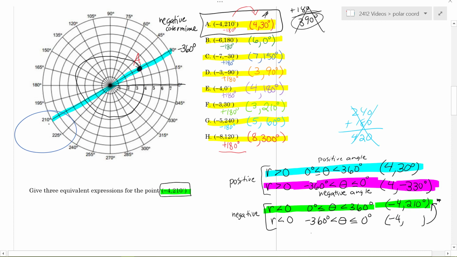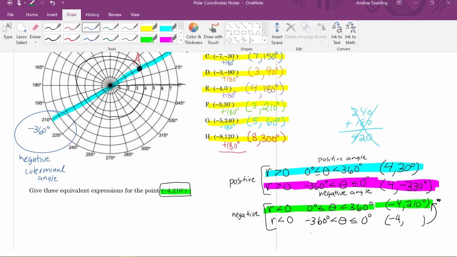What we want then is a negative coterminal angle to this angle. So how do I find a negative coterminal angle to 210? Well, we're going to subtract 360 again, and that gives me negative 150 degrees.